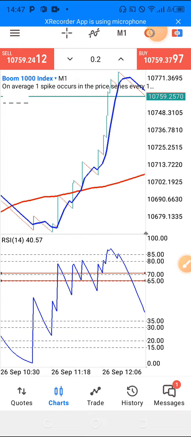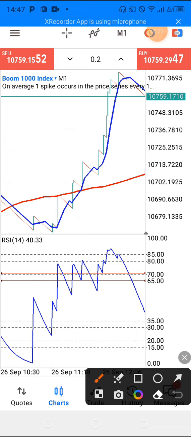So let's look at the next scenario where price is now above. Price is now above this line, the red line, which is the 200 simple moving average. In the first video, I was talking about the exponential, but it's a simple 200 simple moving average. So when price is now above that, what do we do?